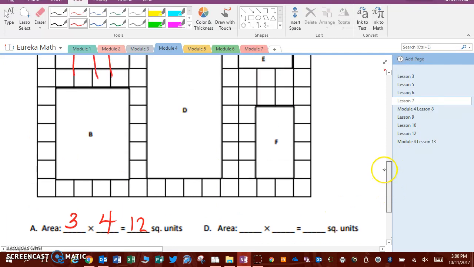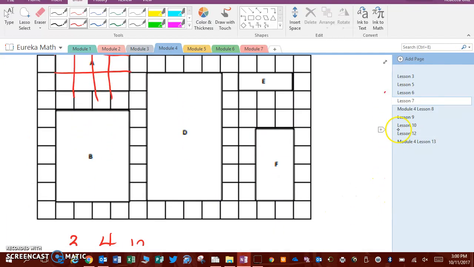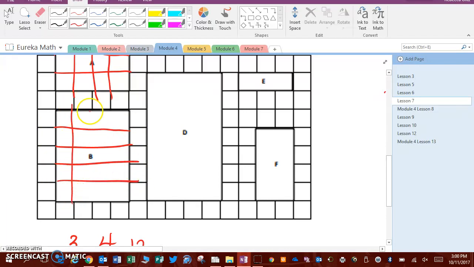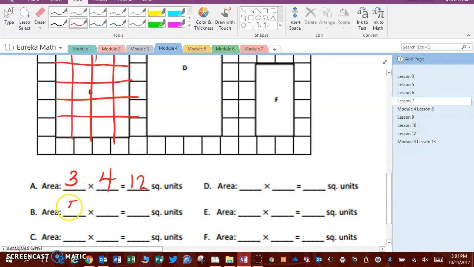So let's go back. We're going to do letter B right here. Connect my lines. Show them vertically. Okay. Come on down. So count up your rows. 1, 2, 3, 4, 5 rows. Okay, and here's B right here. There's 1, 2, 3, 4 in each row. 5 times 4 is 20.